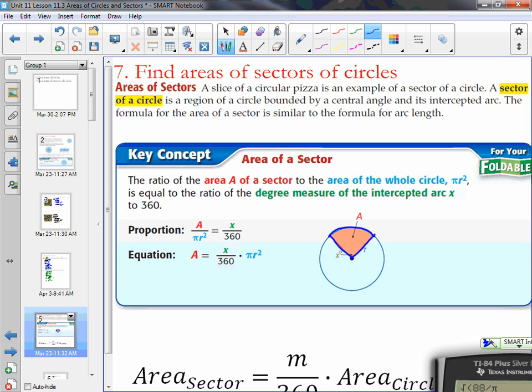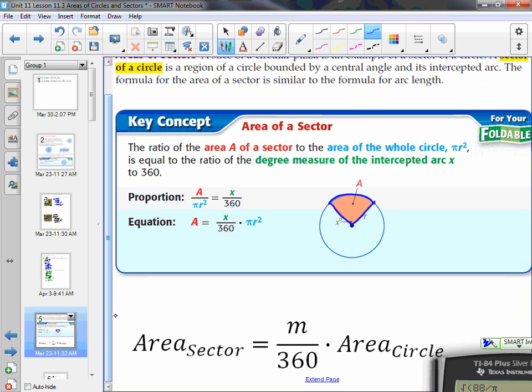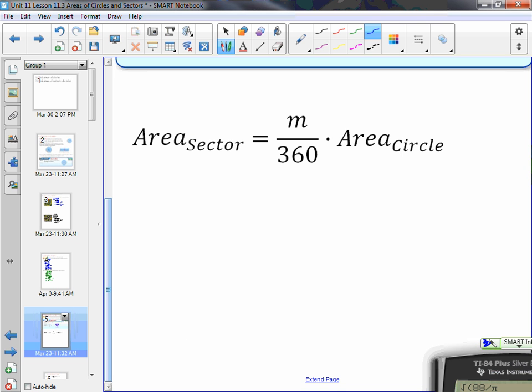The formula for the area of a sector is similar to the formula for arc length, because isn't that sector simply some fraction of the circle? And so isn't the area of the sector some fraction of the area of the circle? Got to be. All right, I like my version a little bit better than the book's version. So here's what I want you to write down for the area of a sector. The area of a sector equals M, meaning the measure of the central angle, or the measure of the intercepted arc, because they're the same, right? Divided by 360.